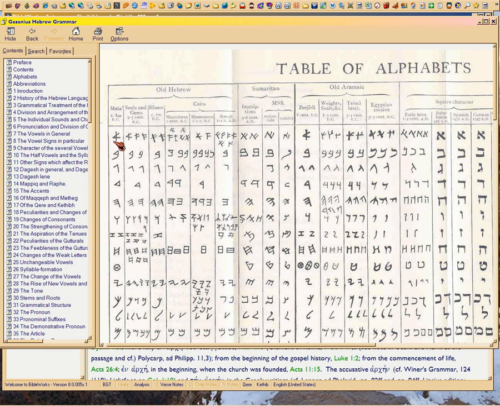I did a scan of this, and I put a JPG file of the scan from my hardback of Gesenius in my Bible Hebrew alphabet video. So the video description has a link which has a picture of this page, so you can just download it. You see, this is a table of the alphabets.